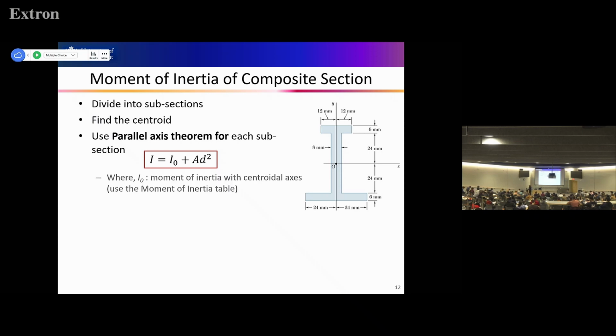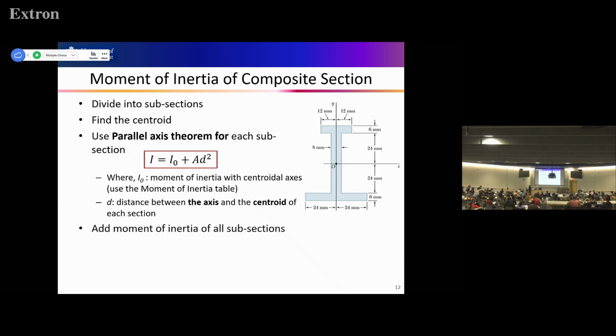Okay, so I'll show you one by one, so I repeat. I0 is the moment of inertia about the centroidal axis, and you can use the moment of inertia table I showed before. And A is the area. And d is the distance between the axis you are calculating moment of inertia with and the centroid of each section. Okay, and this is very important, and we'll practice in the second problem too. But this is very important.